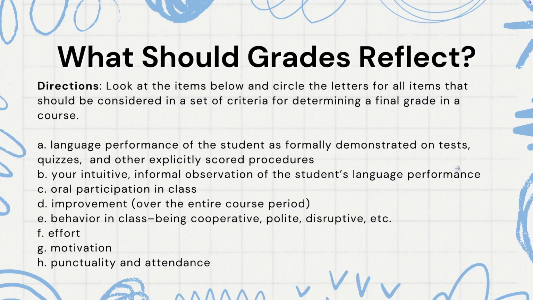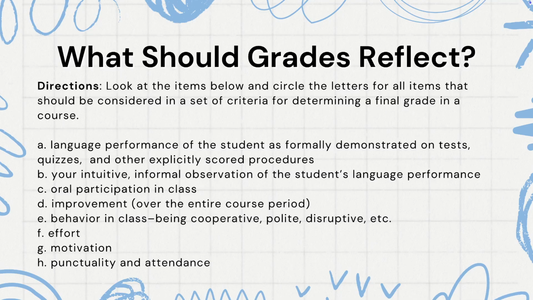Okay, so this is an activity that we're going to do in class. If you're not in class, then you should still complete this because it really gives you a chance to think about yourself. What do you believe? This is your philosophy on grading right here. So the directions are, look at the items below and circle the letters for all items that should be considered in a set of criteria for determining a final grade in a course. Now, I'm not going to tell you what I think is the correct answer. This is for you. This is your initial look at what you believe should be included in a student's final grade.